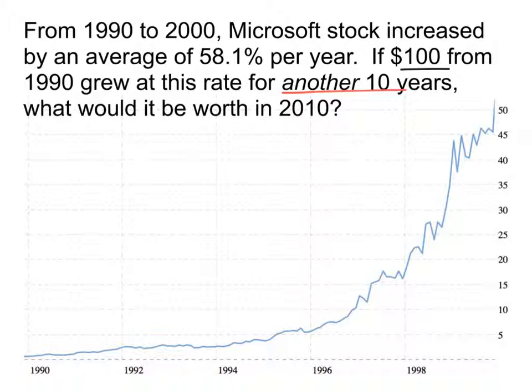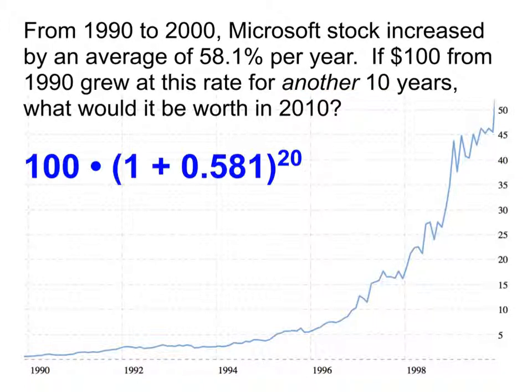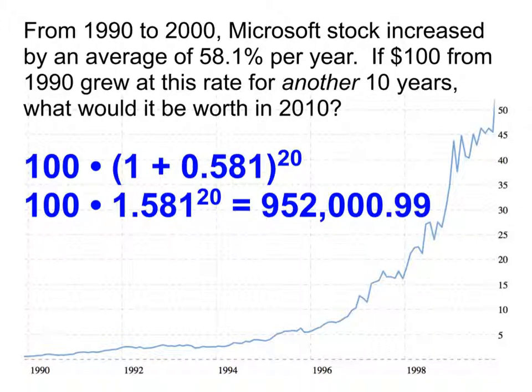What am I going to change for my last equation? The time, yeah. What's my time going to now be? 20. And so we're going to be doing this. Now, when we do that calculation, we should get this: $952,099. Can't forget the 99 cents, right?